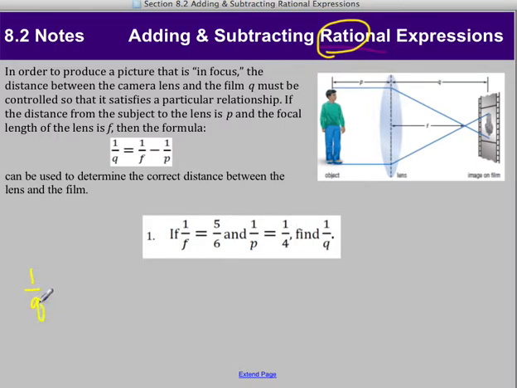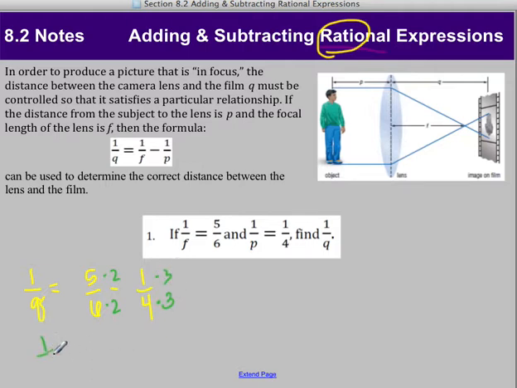So 1 over q will equal 1 over f, which is 5/6, minus 1 over p, which is 1/4. In order to add and subtract fractions, we need to get a common denominator. That is what is called finding the least common multiple. So what is the smallest number that both 6 and 4 would multiply to be? Well, I could get both of them to multiply to 12. In order to get 6 to 12, I would multiply by 2. If I do it to the denominator, I also have to do it to the numerator. To get 4 to 12, I would have to multiply it by 3.